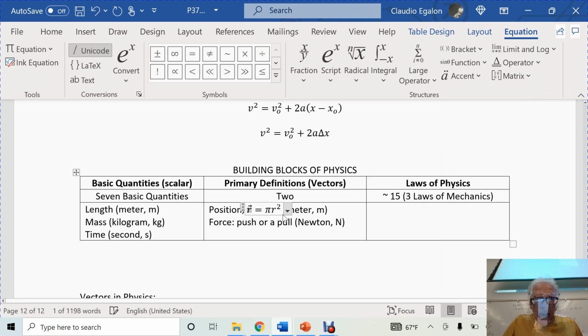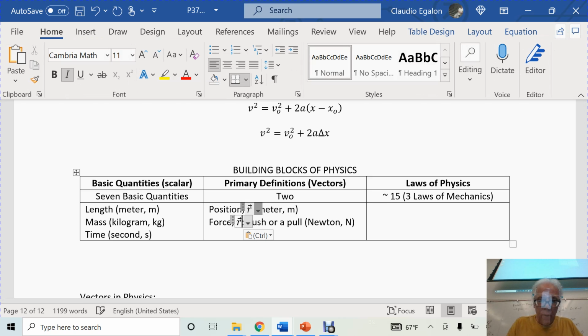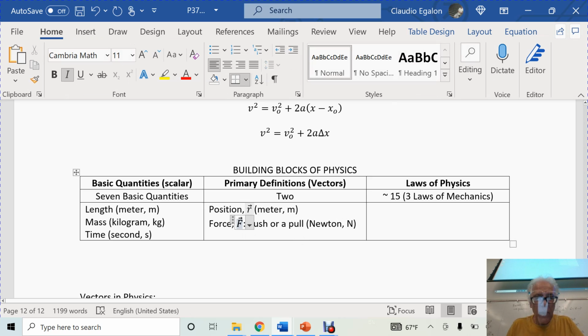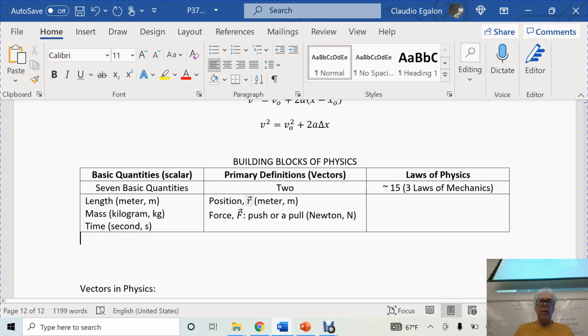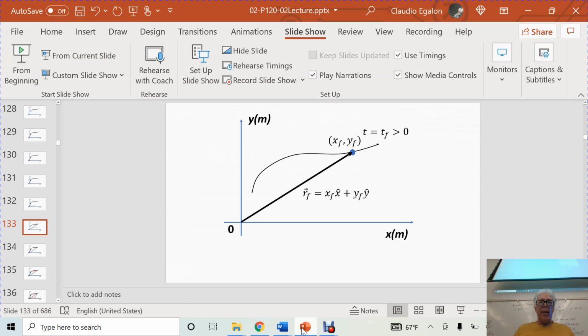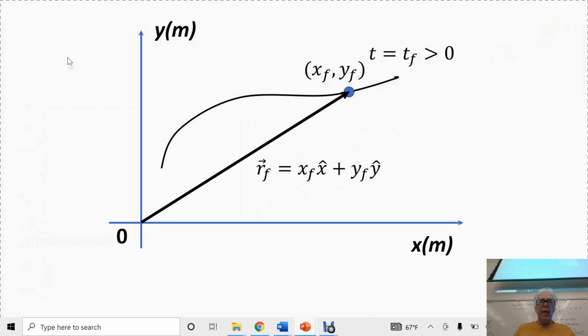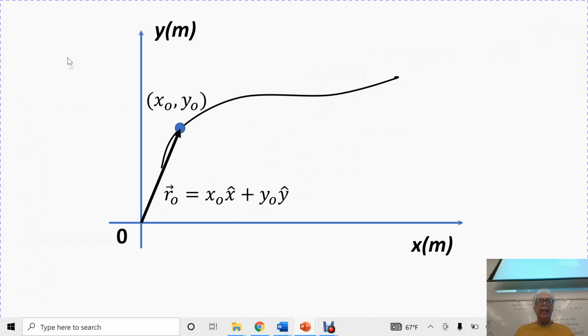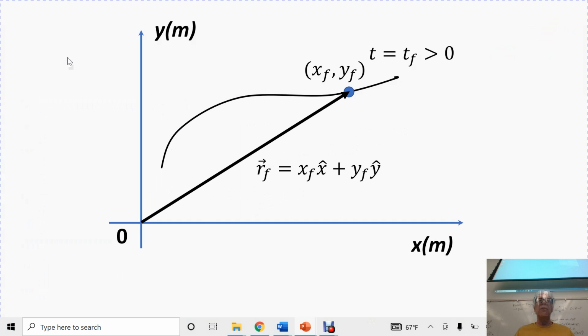Position and force. Force is also a vector, okay? Measured in Newton. Position is a vector. And now, from the current slide, we go. You already saw the initial position vector. That's the final position vector.